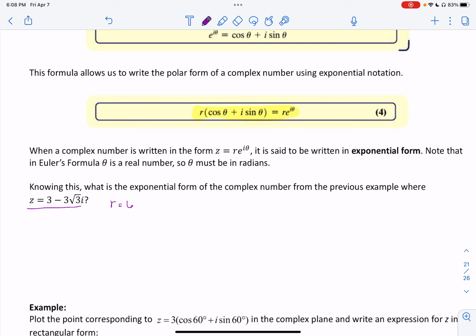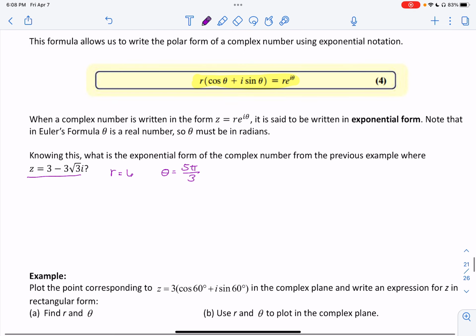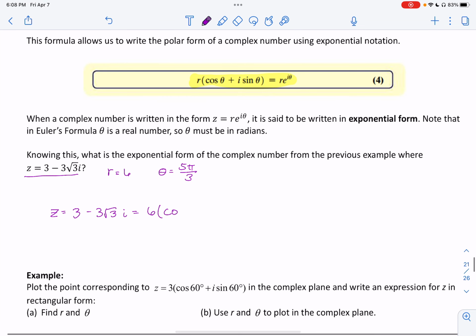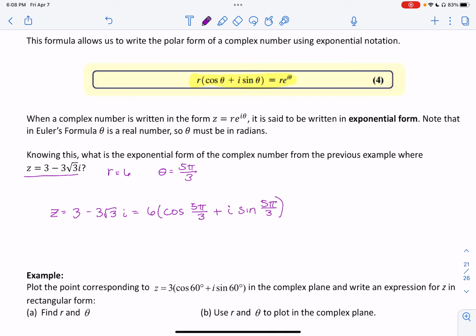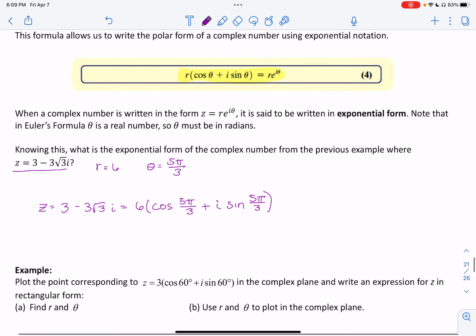We had also found out that theta was equal to 5 pi over 3. And so we can make a long drawn out set of equivalencies where we say z equal to 3 minus 3 square root 3 i is equal to 6 times cosine, because that's our x, 5 pi over 3, plus i times sine of 5 pi over 3. If you're wondering whether that should be a negative sign, it should not be, because sine of 5 pi over 3 will be a negative number. So that takes care of the negative for us.